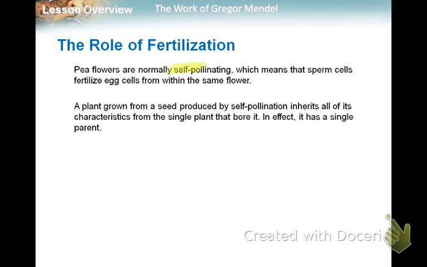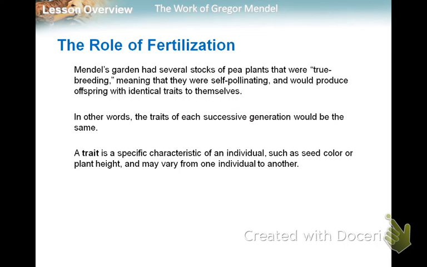Peas are self-pollinating. Sperm will fertilize eggs within the same flower. So that means there's not a whole lot of mixing and matching. A plant that's grown by self-pollination inherits all of its characteristics from a single plant that bore it. So it has a single parent. There's, like I said, not a whole lot of variety. These are called true breeding plants, another way to describe a self-pollinator. So, in other words, the traits would be the same in every generation.